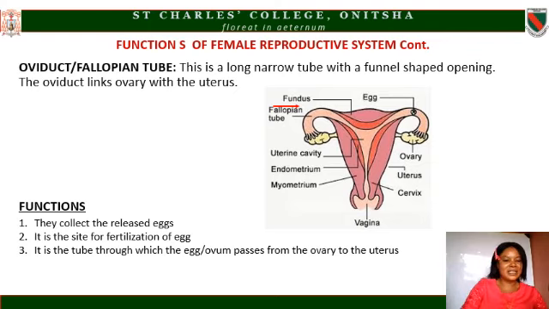And the functions include: number one, they collect the released eggs. Number two, it is the site for fertilization of the egg. And number three, it is a tube through which the egg or ovum passes from the ovary to the uterus.